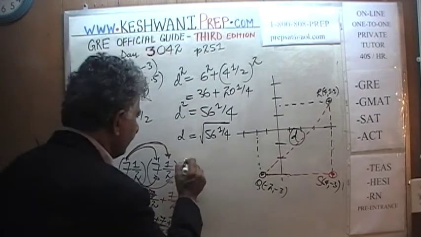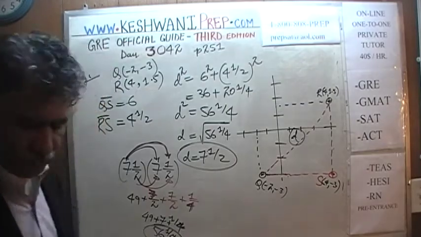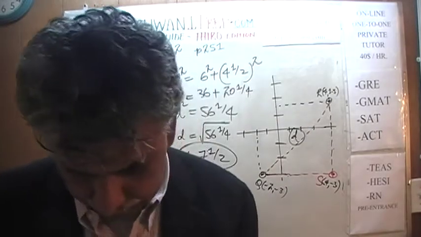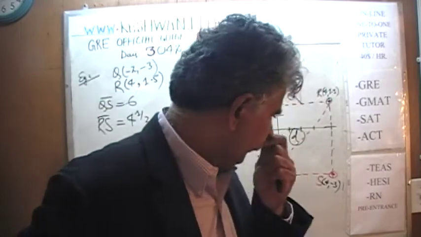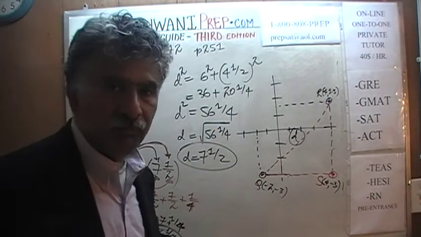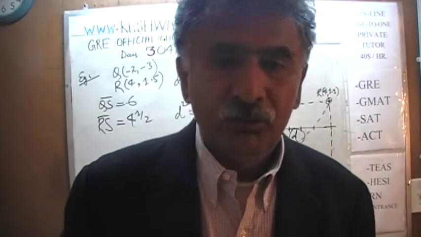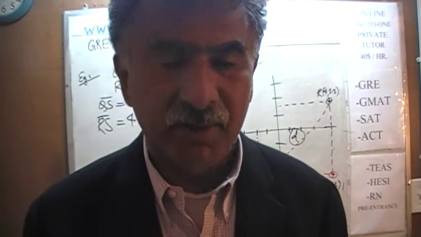So the distance that we're looking for happens to be just a coincidence, just a happy fluke, exactly 7.5. But of course, in the exam, you wouldn't know this for sure. So you just punch in 56.25, take the square root of it, and it's exactly 7.5.